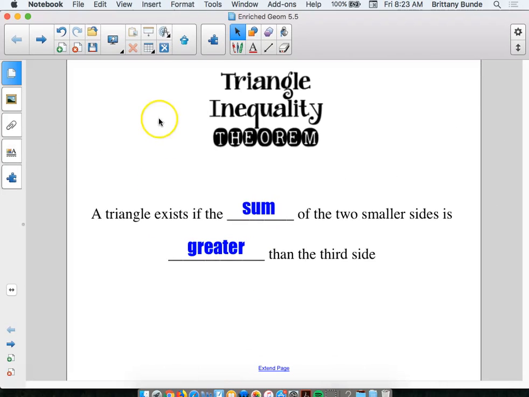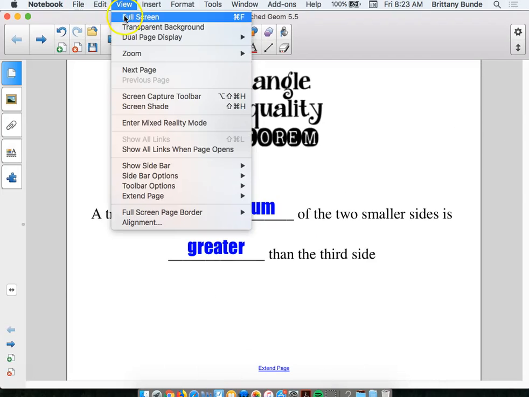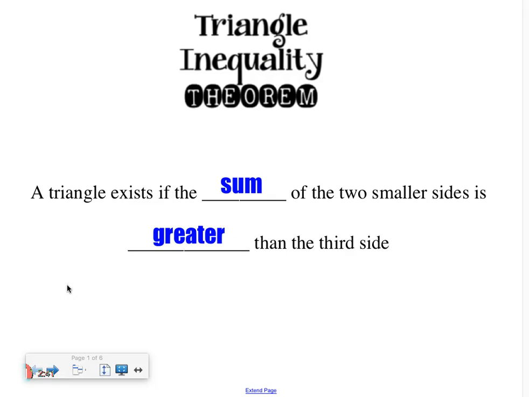That's what we're doing today. And that is called the triangle inequality theorem. A triangle exists if the sum of the two smaller sides is greater than the third.